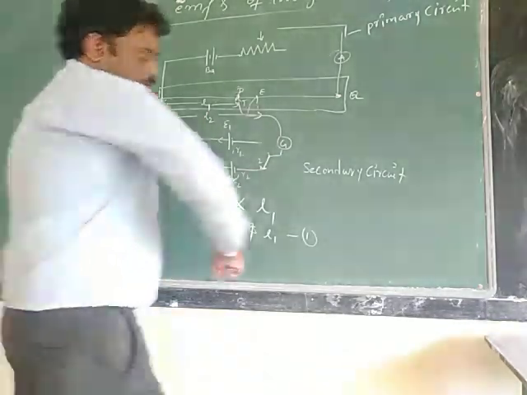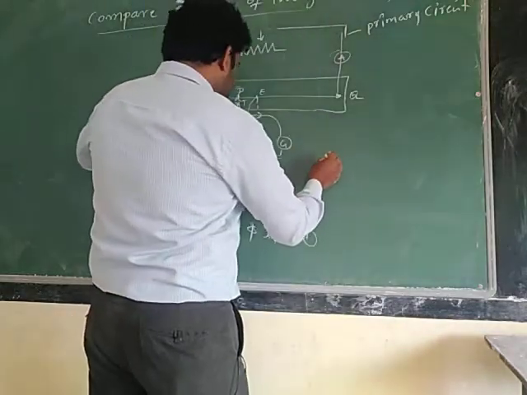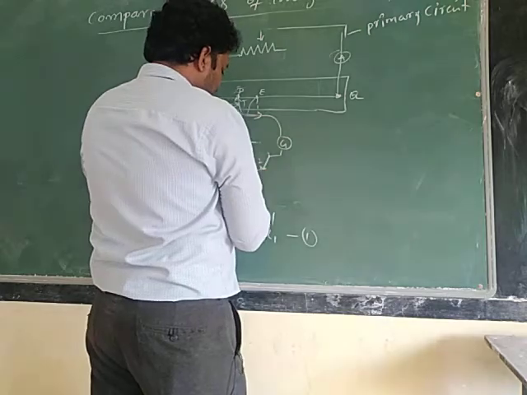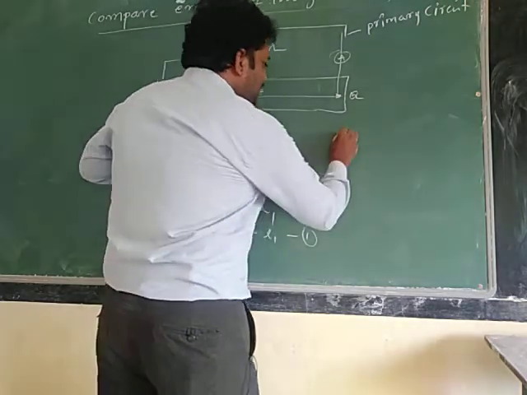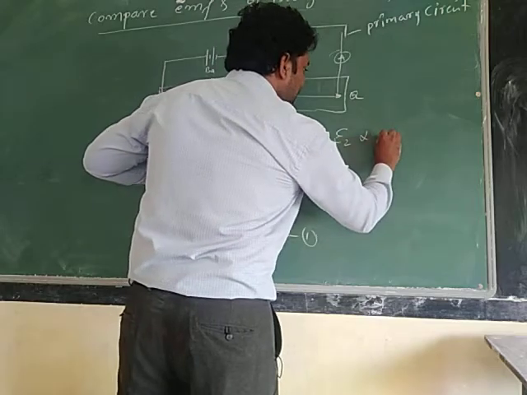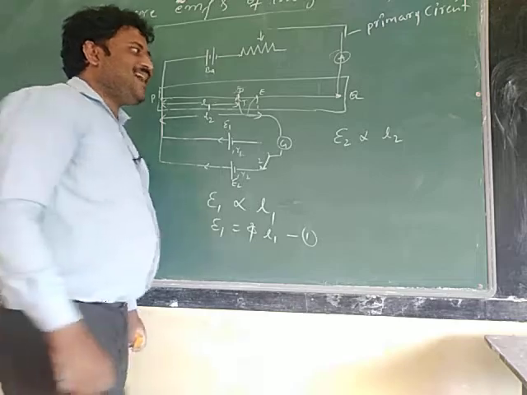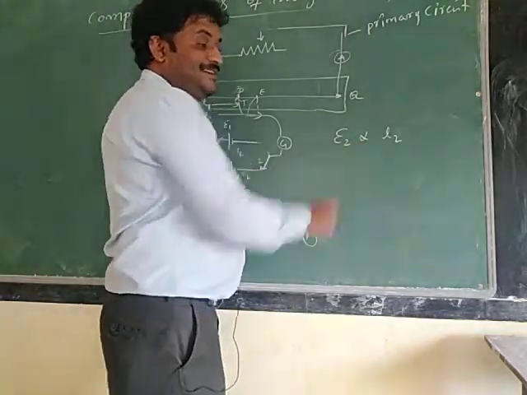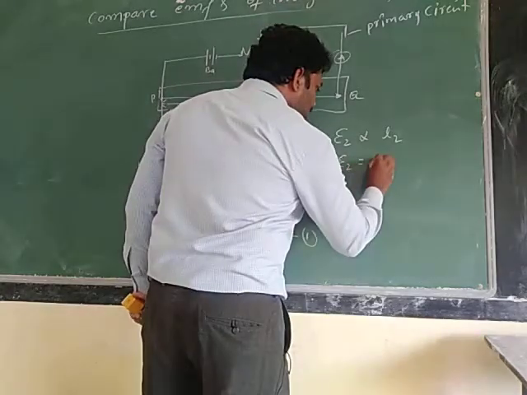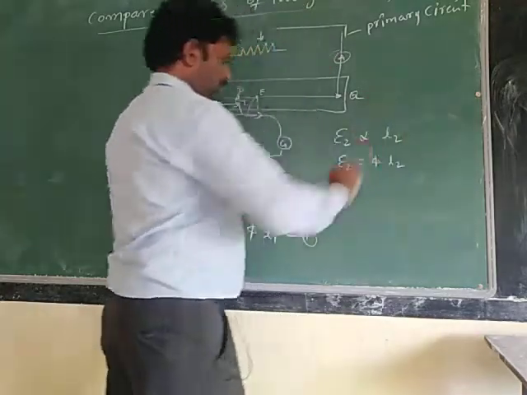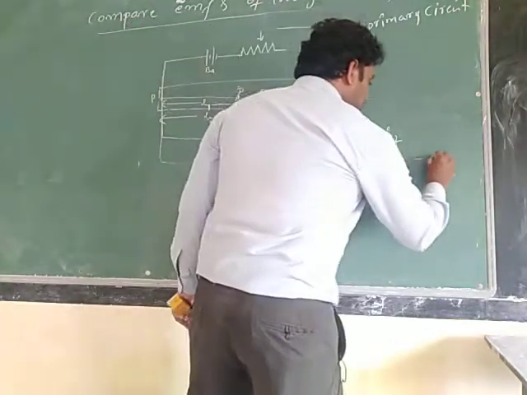So, according to the principle, when you connect cell 2 to the secondary circuit, E2 is directly proportional to L2. Again, removing the proportionality sign, there is a constant. Therefore E2 is equal to pi into L2. I will take this as equation 2.